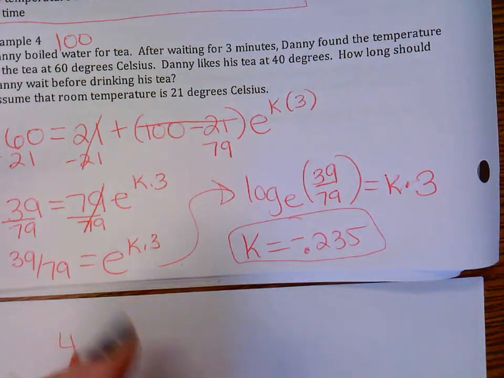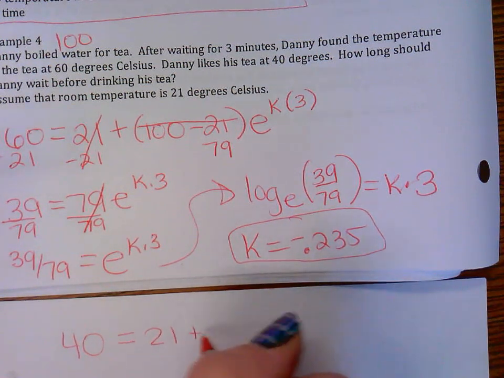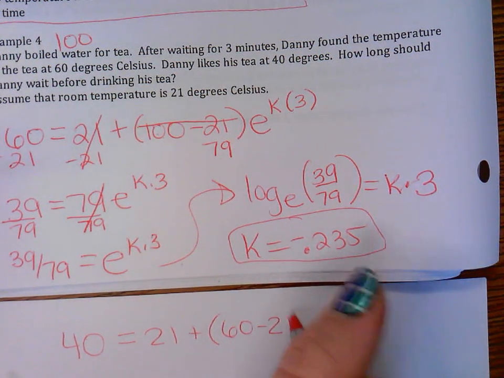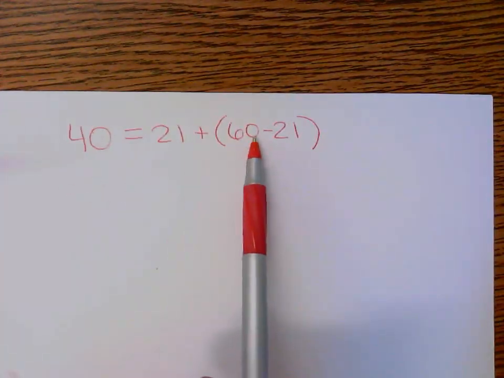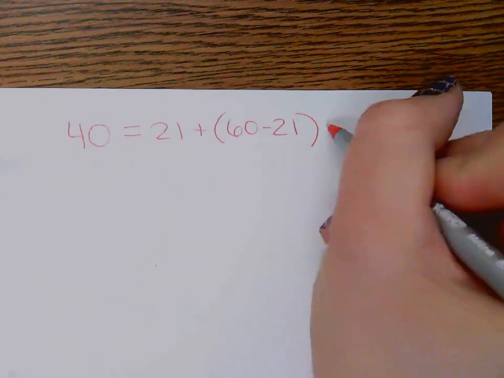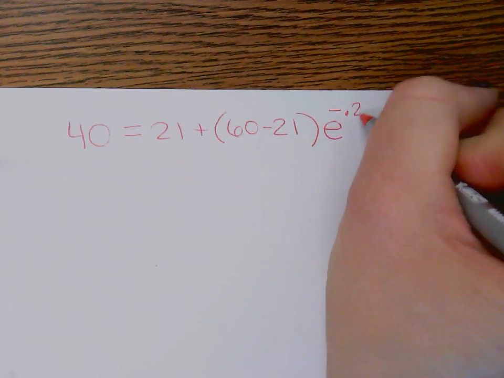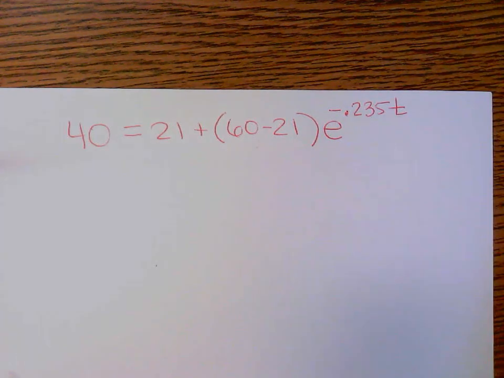So I'm going to solve 40 equals 21 plus... So 60 is what I'm starting at. Whoops. I'm starting at 60. I want to cool to 40. And then e to the negative 0.235 lowercase t. So you're going to basically do the same process we just did, solving for little t this time instead of solving for k. So see if you can correctly do the order of operations, just like we did to solve for k, to solve for t.